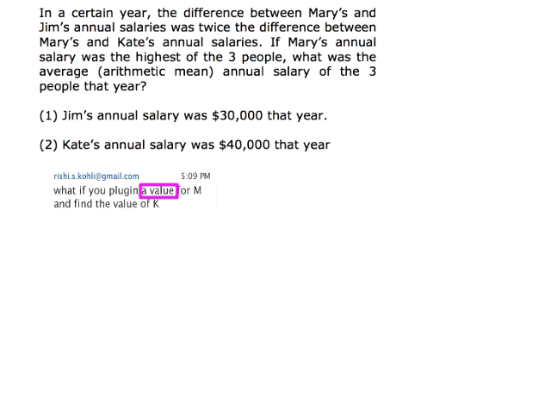Okay, Rishi's typing, which is good. That's what we want. She's not typing anymore.